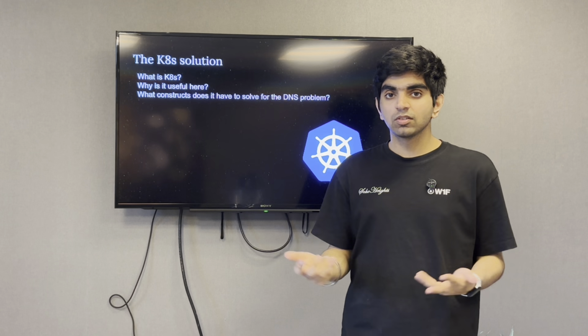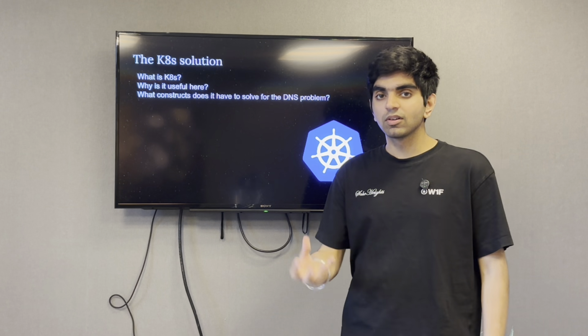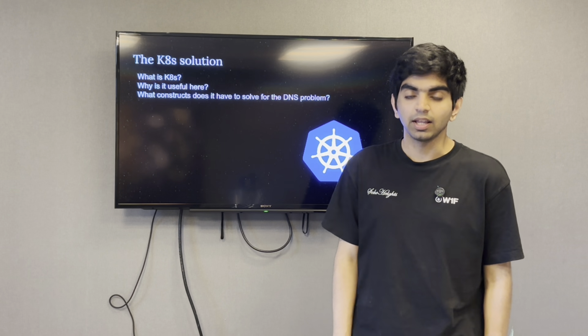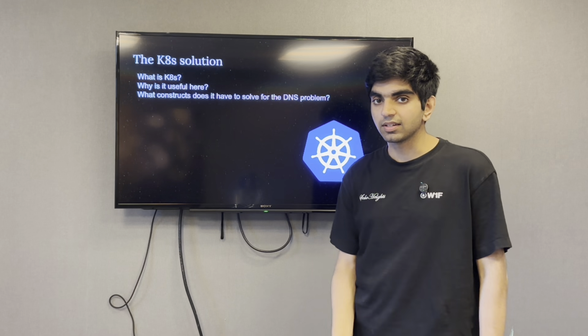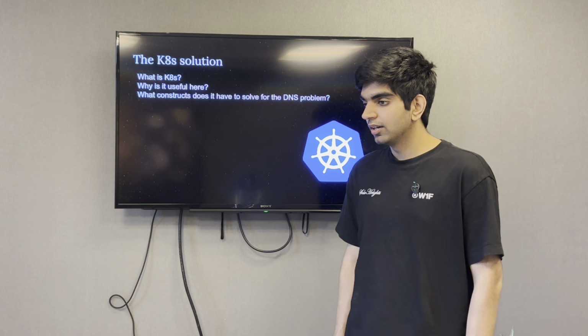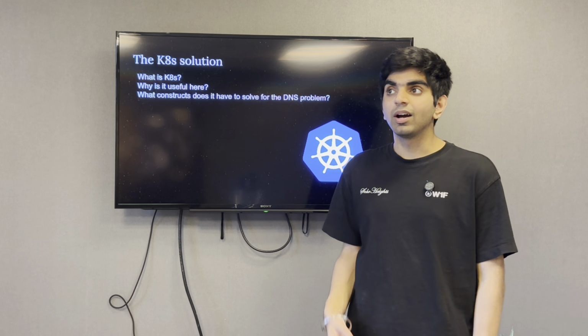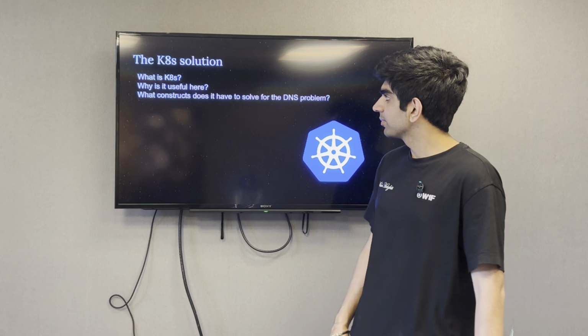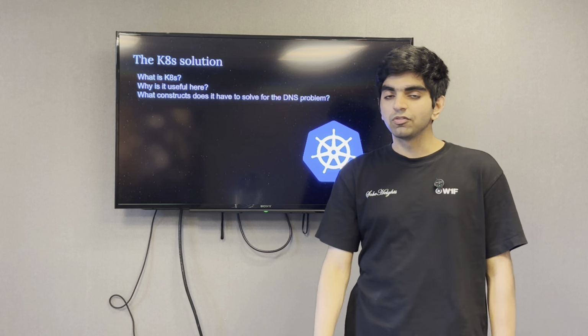What is Kubernetes? Kubernetes is basically a container orchestration tool which allows you to spin up a bunch of constructs like pods, services, ingresses, ingress controllers, and a bunch of other stuff, CRDs. What these are, and why they're useful in the context of Kubernetes, I'll get into. And what constructs does it have to solve for the DNS problem?